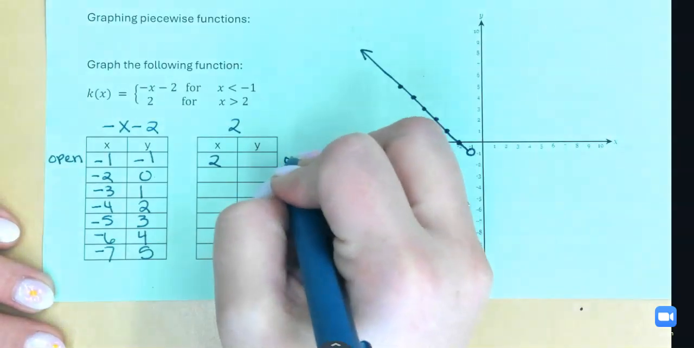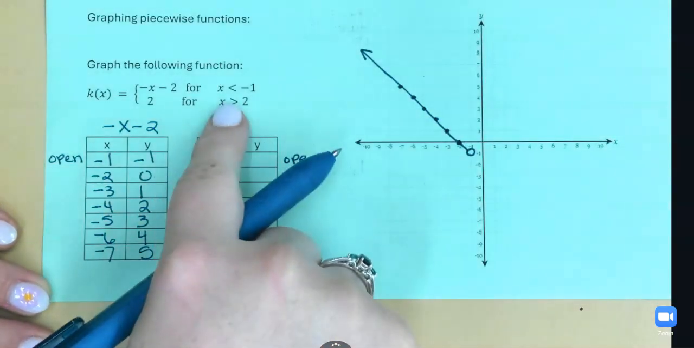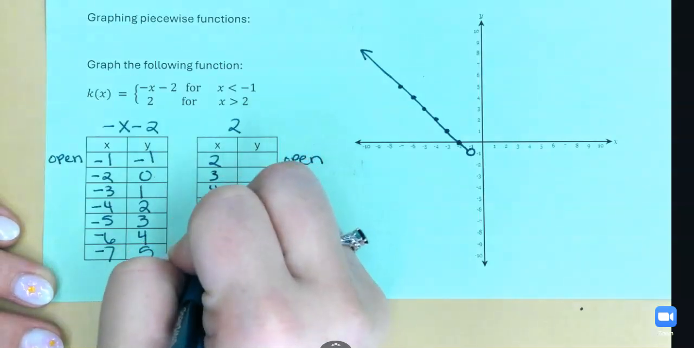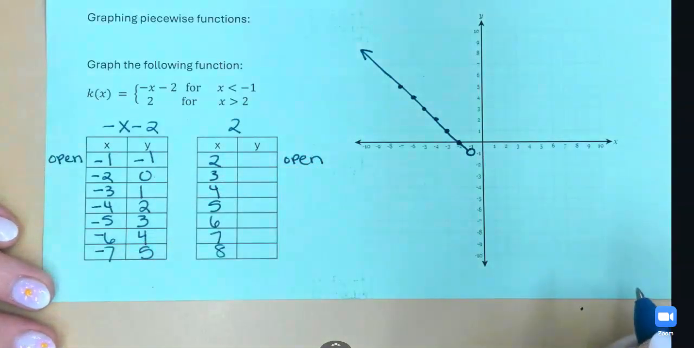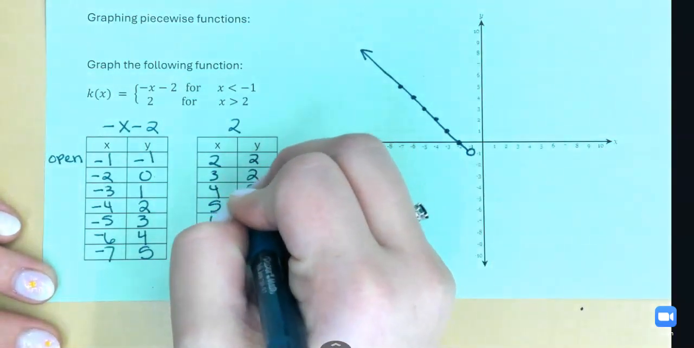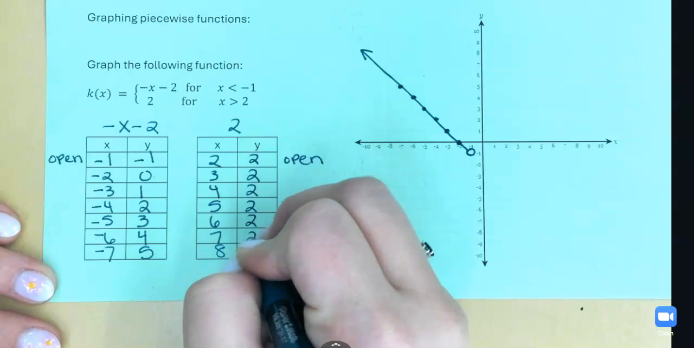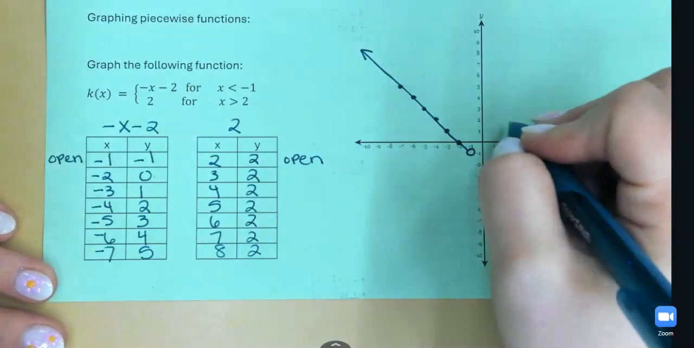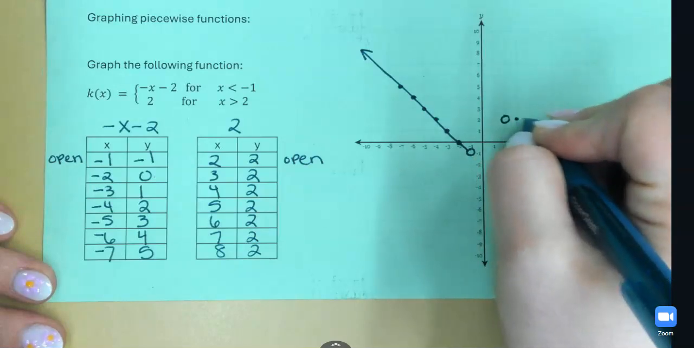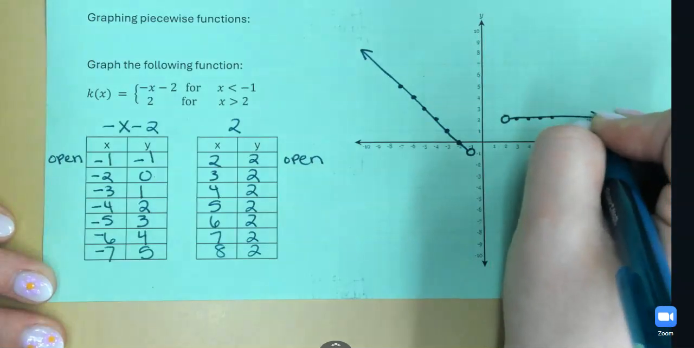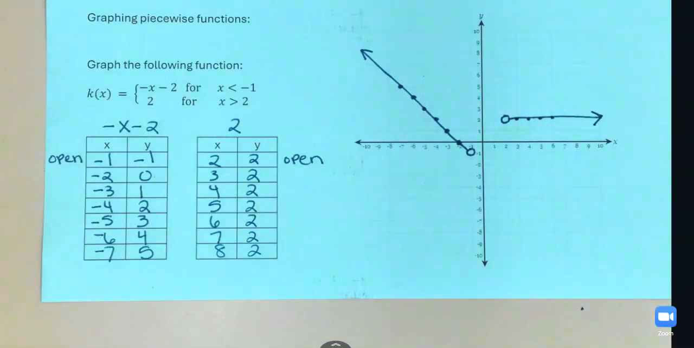Again, this one is going to be an open circle because my inequality is not underlined. Here are some other x coordinates that are bigger than 2. And for all of these, y is going to be 2. It's going to be a horizontal line. So I need to put my open circle here, plot a few other points, and just know that this keeps going forever. And so I'm going to indicate that with an arrow.